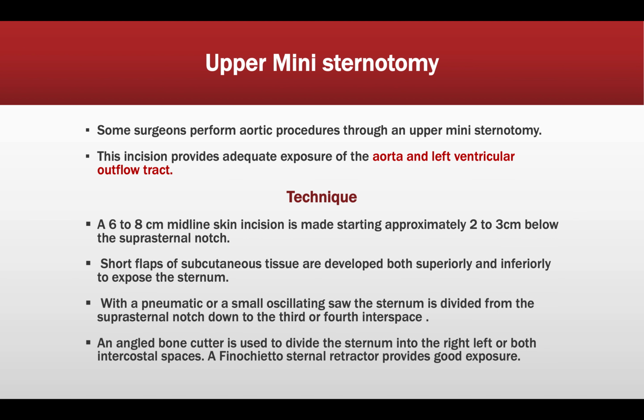A 6 to 8 centimeter midline skin incision is made, starting at approximately 2 to 3 centimeters below the suprasternal notch. A short path of the subcutaneous tissue is developed both superiorly and inferiorly to expose the sternum. With a pneumatic small oscillating saw, the sternum is divided from the suprasternal notch down to the third or fourth interspace.